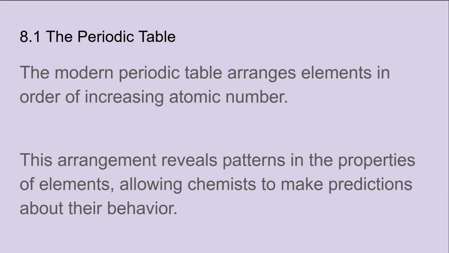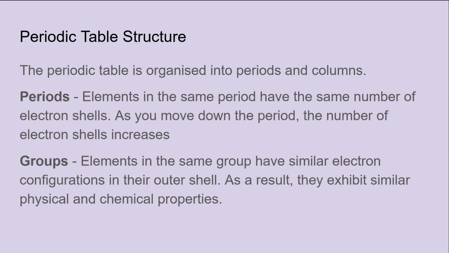So the modern periodic table arranges elements in order of increasing atomic number. This arrangement reveals patterns in the properties of elements, which allows chemists to make predictions about their behaviour. The periodic table is organised into periods and columns.